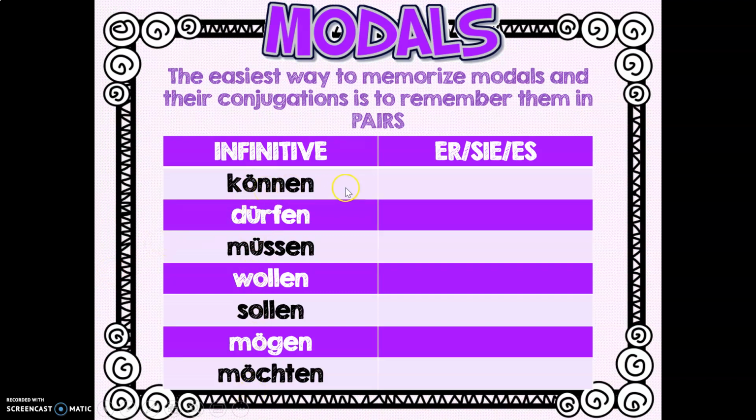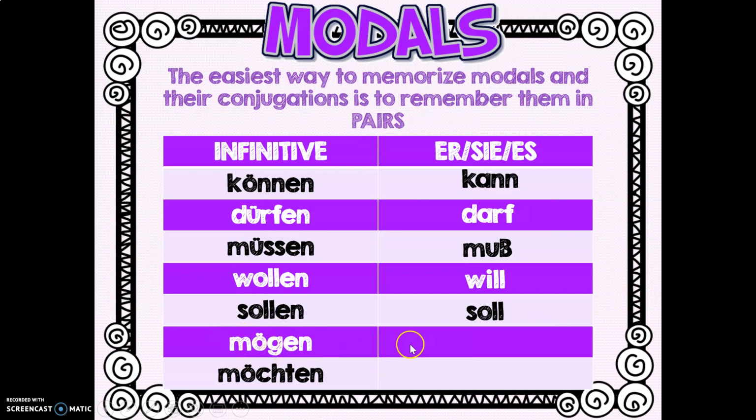Können means can, and its modal pair is kann. Dürfen means may, and its modal pair is darf. Müssen, with an umlaut, means must or have to, and its modal pair is muss, without an umlaut. Wollen means want, and its modal pair is will. Sollen means should, shall, and its modal pair is soll.